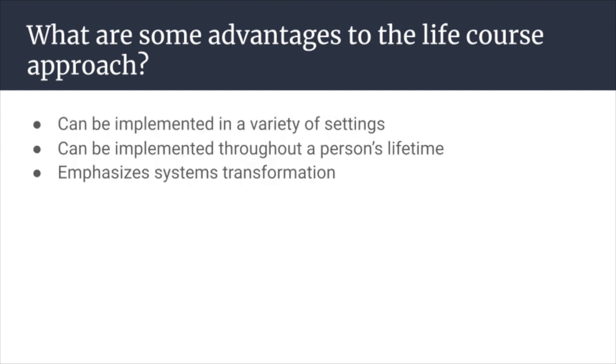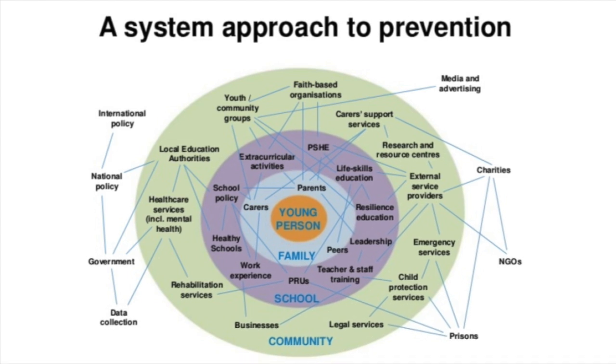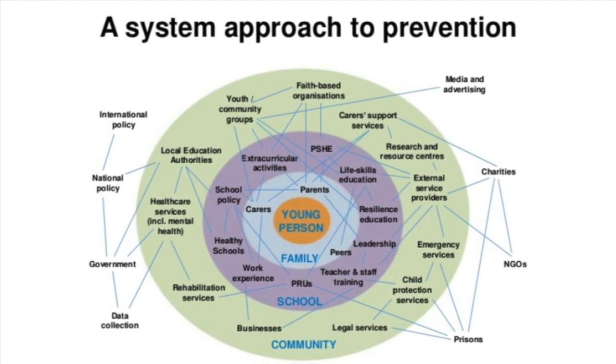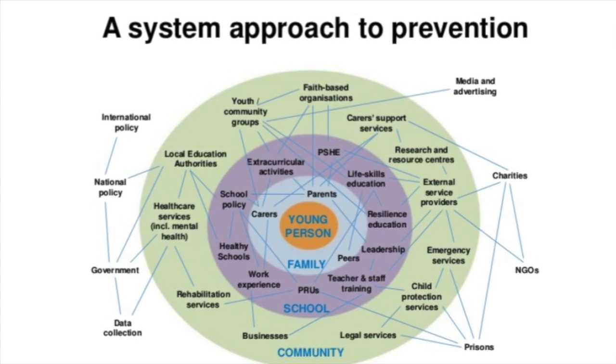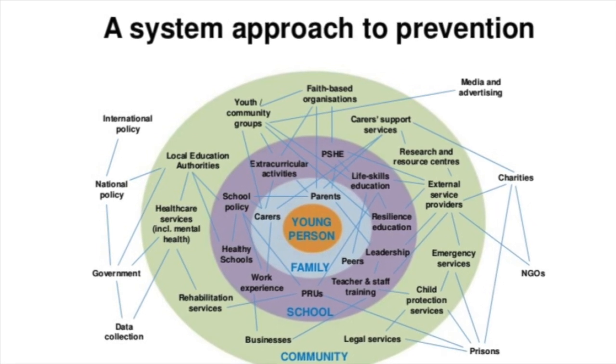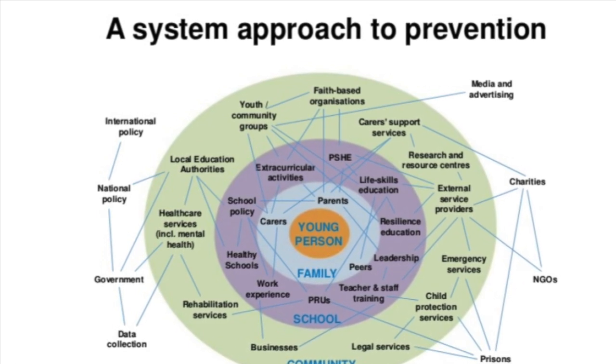So we can think about the advantages being that we can implement interventions through a variety of settings and through the course of a person's lifetime. And it emphasizes system transformation, meaning that we have to address the systematic issues through the life course to address some of these health and disease problems. So the systems approach to prevention emphasizes, similar to the ecological model, how we're thinking about all of these different programs and institutions impacting us through either the individual, the family, the school, and the community, all of which have an impact throughout the life course.